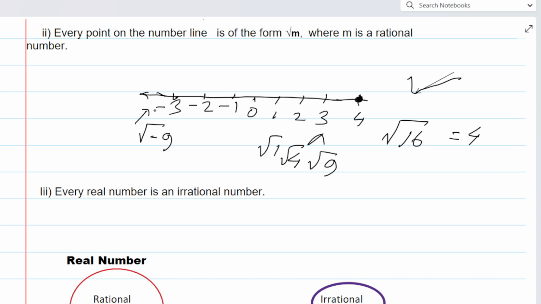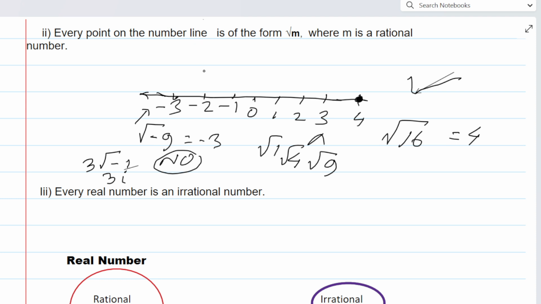Root -9 is equal to -3. Is it true? No. This is an imaginary number. This will become 3 root -1. In later classes you will learn this also. This root over -1 is i. So 3i means 3 imaginary. So on this side I cannot write it as a real number.